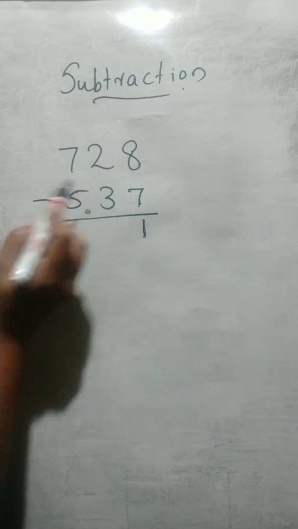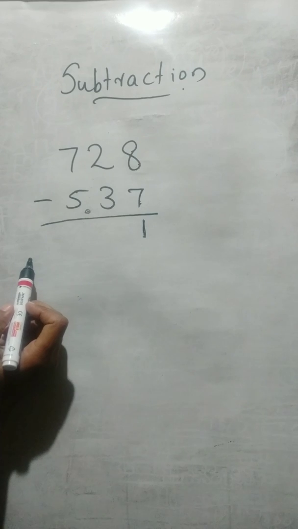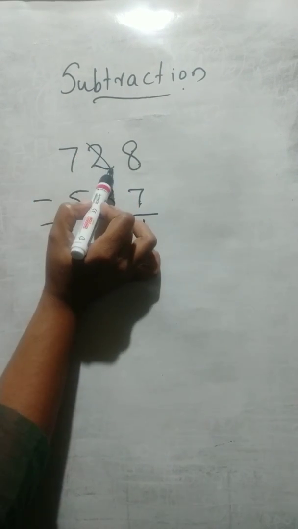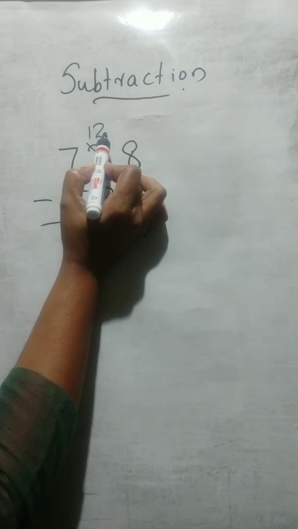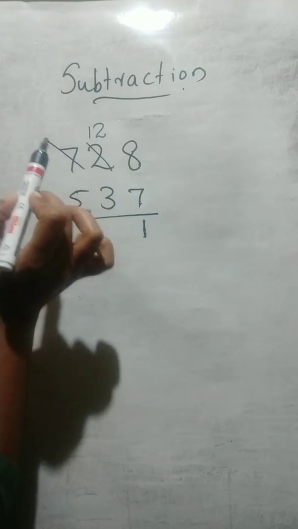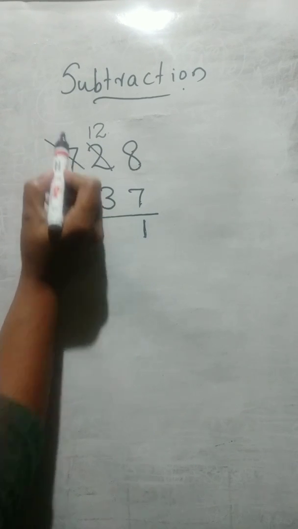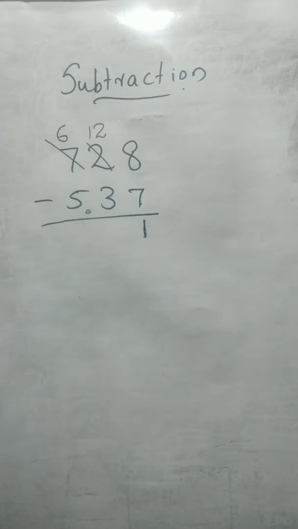Okay. Then 2 minus 3. Is it possible? No. What can we do? We have to cut this 2 and we can write here 12, and at the same time cut the previous number. Here it is 7. That 7 became 6.